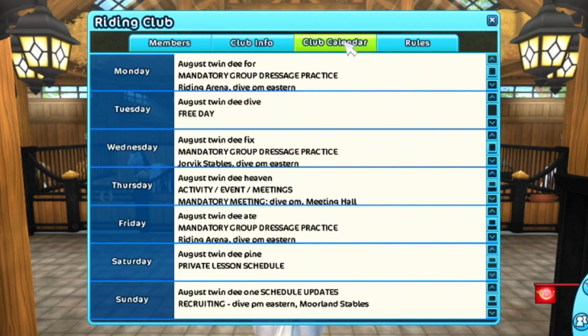Alright, moving on to the next tab, which is the club calendar. And this particular tab is probably the most important tab out of all 4 of these. You want to be checking this pretty often, at least once a day, in case there are any changes to the schedule, any last minute changes that I couldn't put in the Sunday updates.